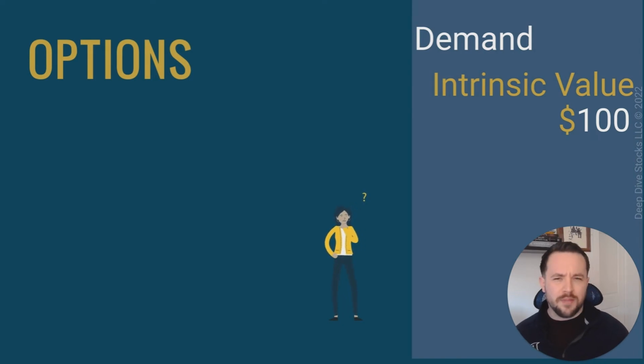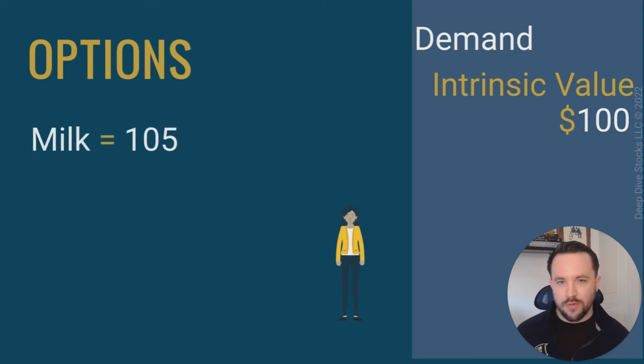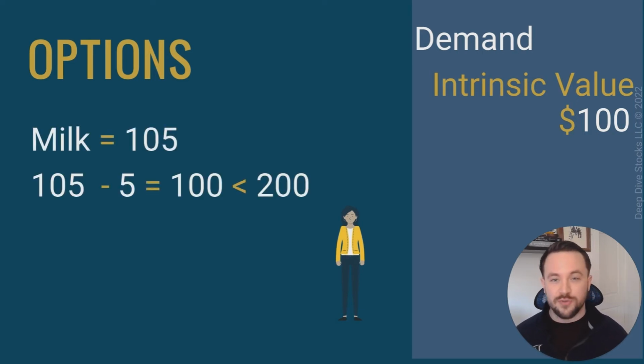Now, Sally's no mathematician, and she's curious as to why Neil would pay more money for the coupon than it's worth. Milk right now is $105. The coupon lets her purchase it for $5. That's a $100 value. So why would Neil pay $200 for it today?